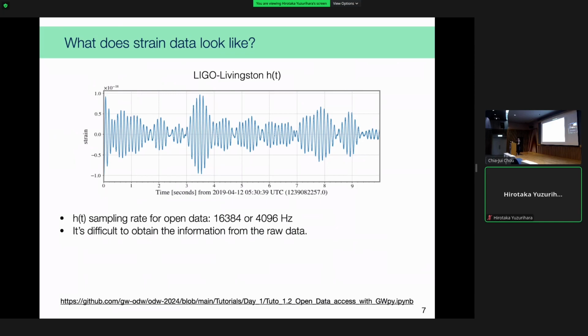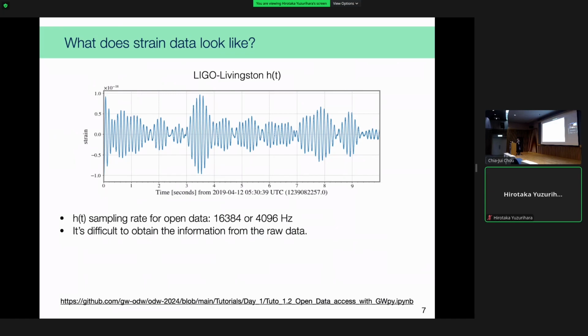The GOSC page provides two kinds of data with different sampling rates. One is 16 kilohertz. Another is 4 kilohertz. So you should select which you need. If you are interested in high frequency, you should use the 16 kilohertz. If not, please use the 4 kilohertz.